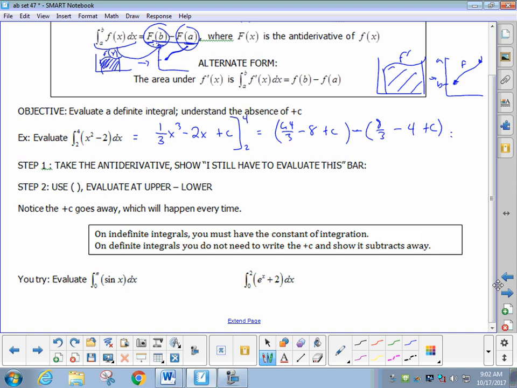64 thirds minus 8 thirds is 56 thirds. Negative 8 minus negative 4 is negative 4. And C minus C goes away. Now, that will always happen. The C's will always subtract away. And so because of that, when you do a definite integral, you won't even show the C, because that would always happen. It's just a waste of time. We all know it's always going to go away. So in a definite integral, we don't write plus C. We just finish. What's 56 thirds minus 4?